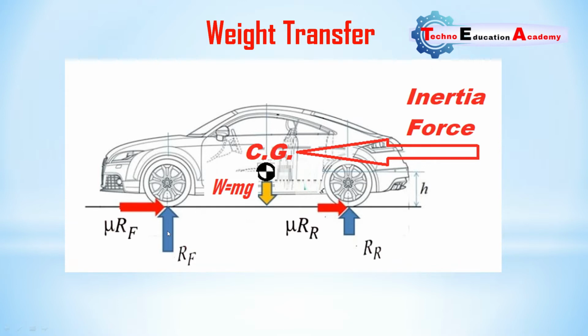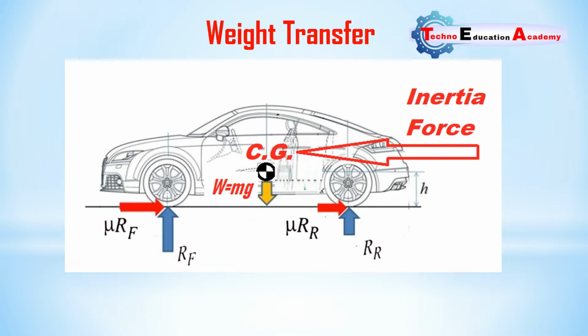And this is the reaction force at the front wheel and rear wheel, and this is the friction force, F equal to mu R. We know that it will act in the opposite direction. So these are the different forces acting on the vehicle. The inertia force acts at the center of gravity of the vehicle, while the retarding force due to the application of brakes acts at the road surface.